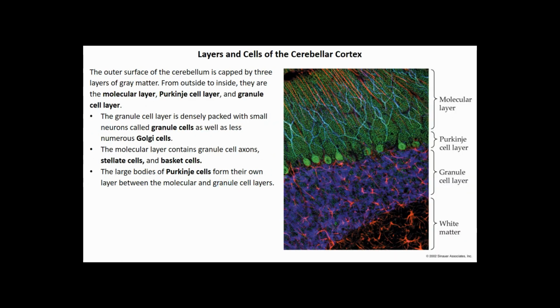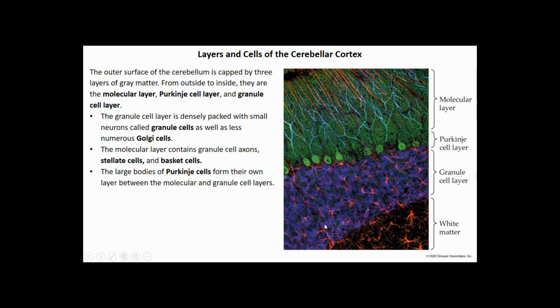So let's talk about the cerebellar cortex, or the fovea. The outer surface is basically a collection of gray matter, and it's got three distinct areas. And from the outside in, we have the molecular, the Purkinje, and the granule cell layers. So MPG is going to be the breakdown for that set of layers. And then we have white matter tracts deep to that.